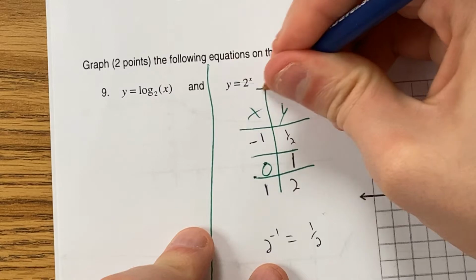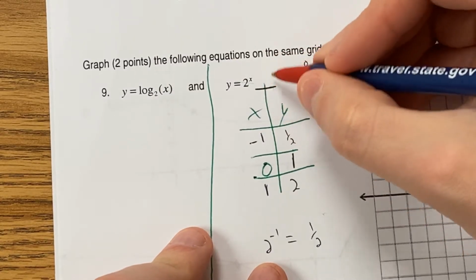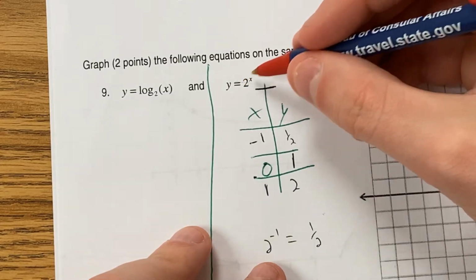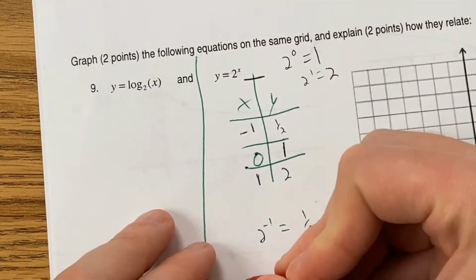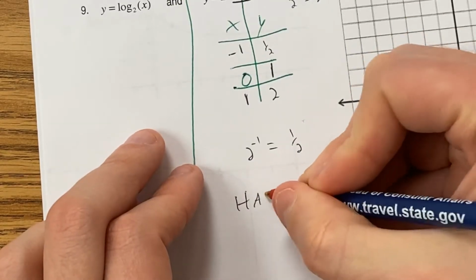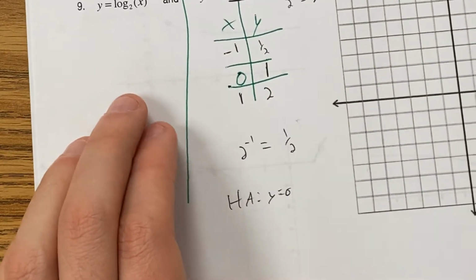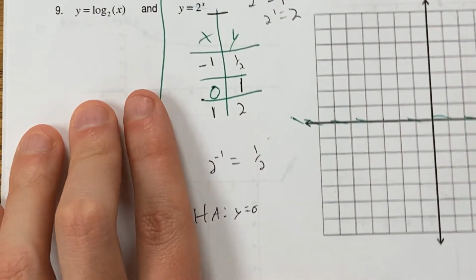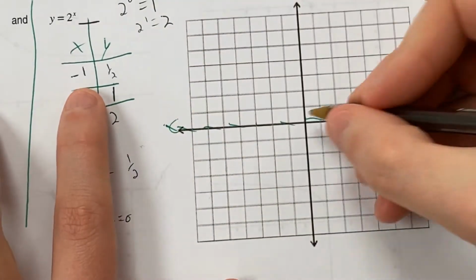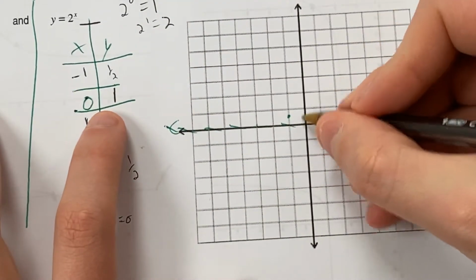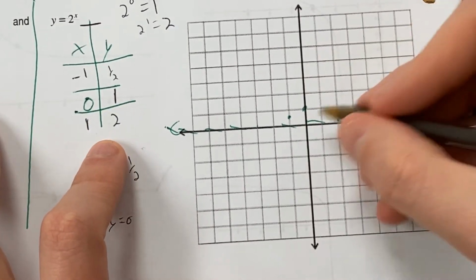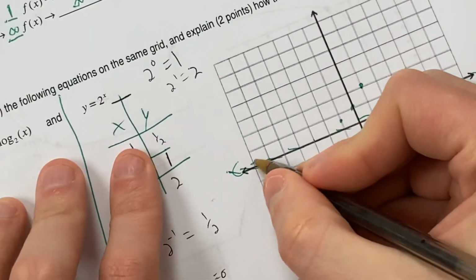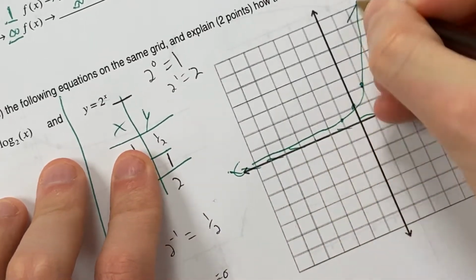The other thing I need is the asymptote. Since there's no number over here, the asymptote's just going to be at 0. And since this is exponential, it is going to be a horizontal asymptote at y = 0. So horizontal asymptote at y = 0. We got -1 and a half, 0, 1, and 1, 2. So it's looking like this. Boom. Okay.